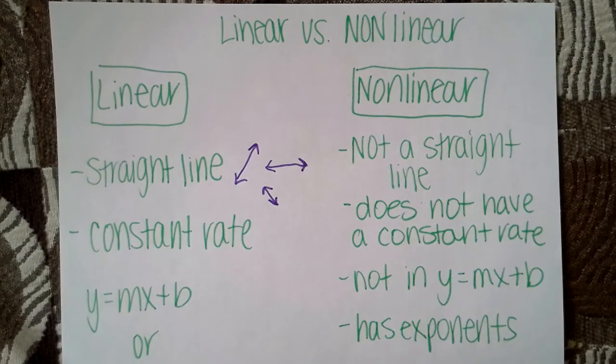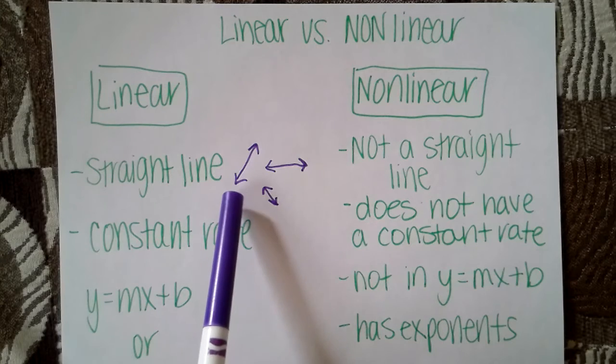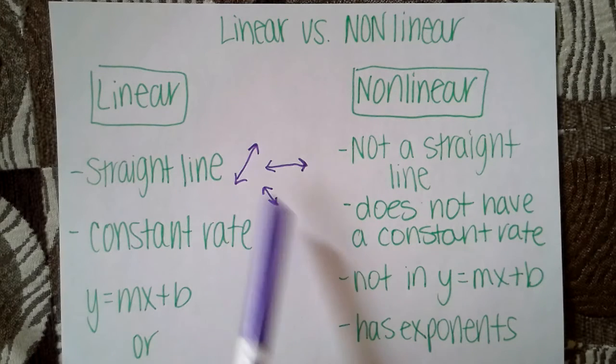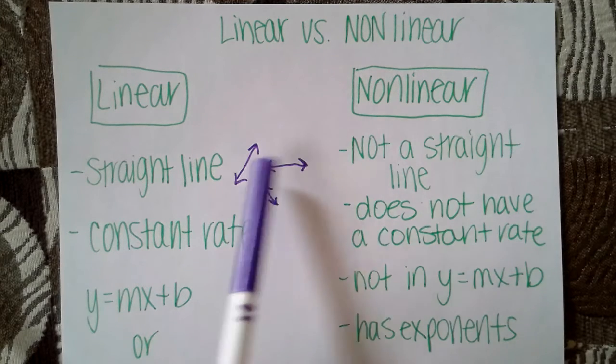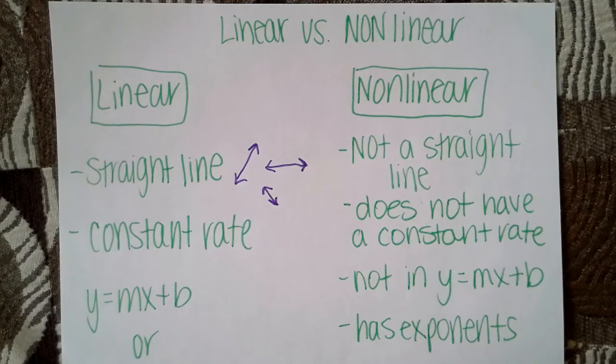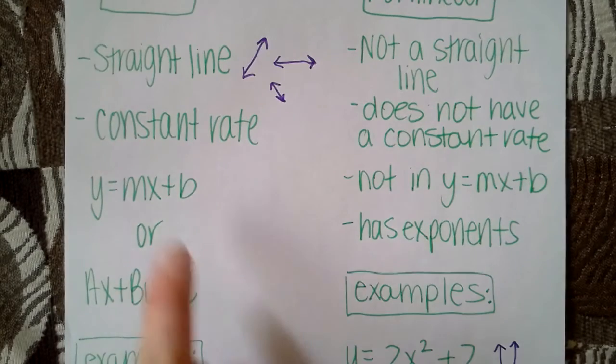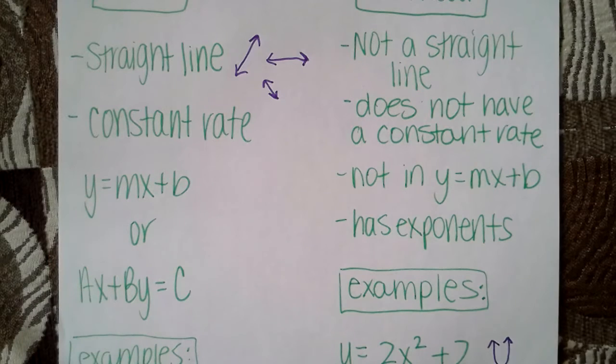So today we're going to look at the difference between a linear and a nonlinear function equation. The difference between linear and nonlinear is that a linear function or equation is going to be a straight line. So it's going to be diagonal in a positive direction, diagonal in a negative direction, or horizontal for it to be a function. It's going to have a constant rate, so it's going to go up by the same amount for the x's and y's.